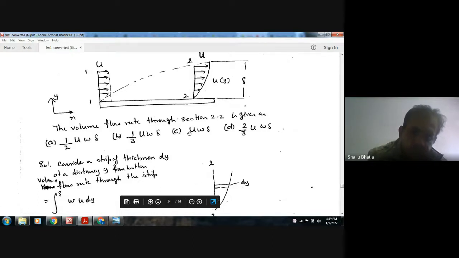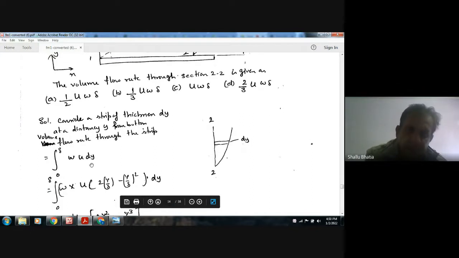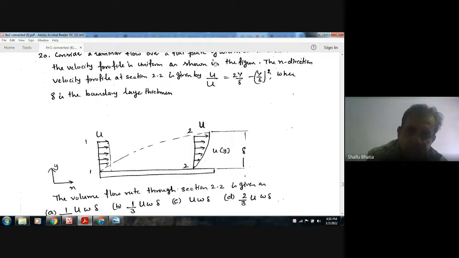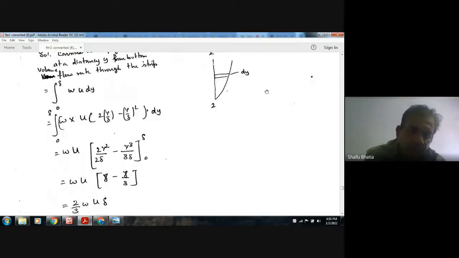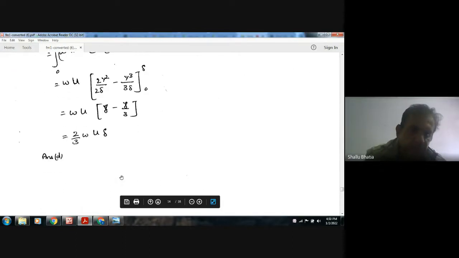Okay. So then the mass flow rate through the strip is u. If w is the width perpendicular to the figure, then the volume flow rate is w u dy. And u is varying as U times (2y by delta minus y squared by delta squared). So putting the value and putting the limits, then integrating it, we can have the mass flow rate.